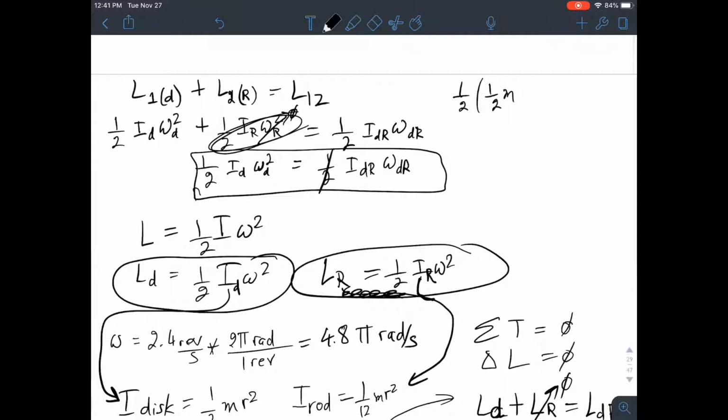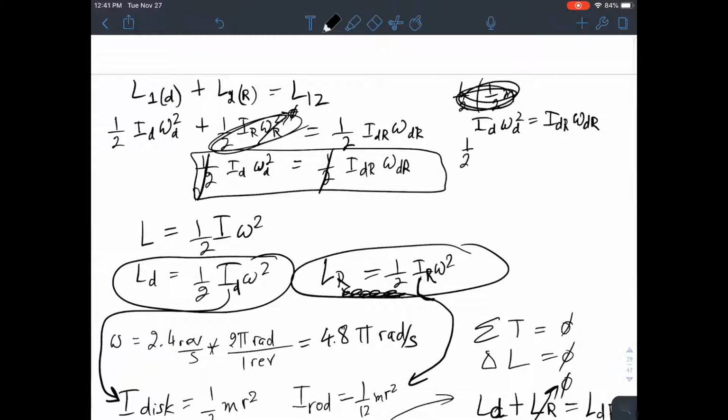Oh, by the way, we can cancel out these two 1/2s. They're gone because they're on both sides. So let me just clean that up. With that in mind, we're starting with I of d wd squared equals I of disk rod w disk rod. That's what we're trying to simplify.